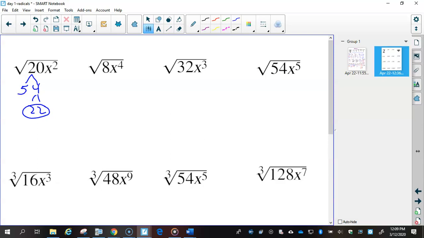X squared can be rewritten as, that is 1 pair that will come out. Or you can use your 2 goes into 2 1 time. So would it be 2x and then 5 inside? Yes. So it's the same thing we were just doing. It's just combining your numbers and the variables now. Aiden.